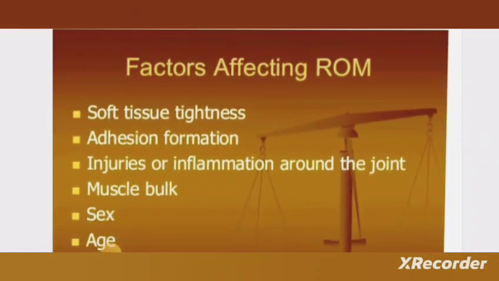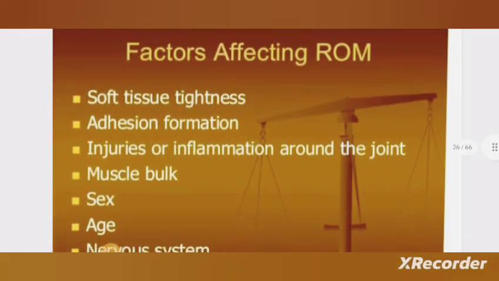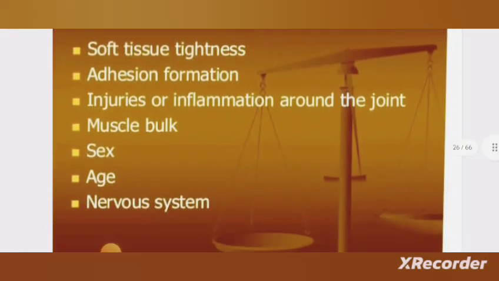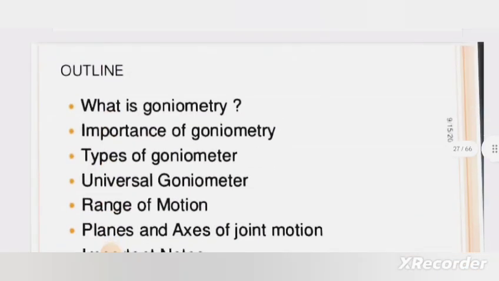Factors which affect the range of motion: soft tissue tightness, adhesion formation, injuries or inflammation around the joint, muscle bulk, sex, age and the nervous system.